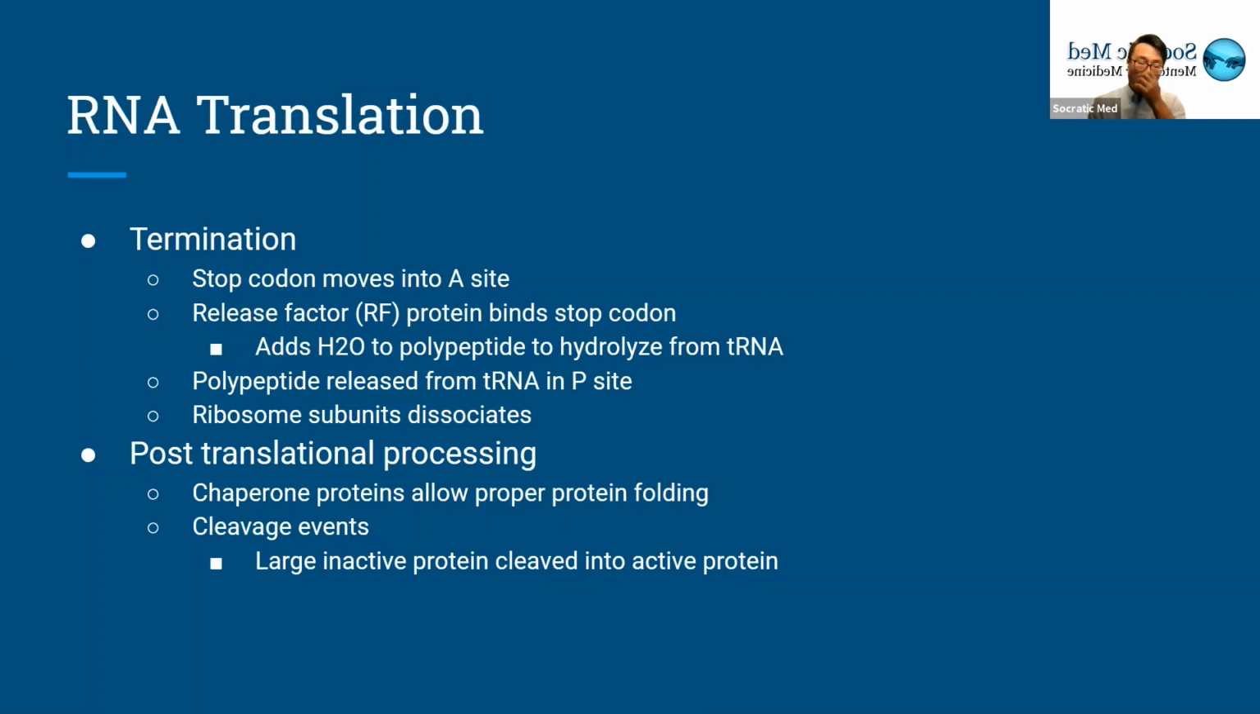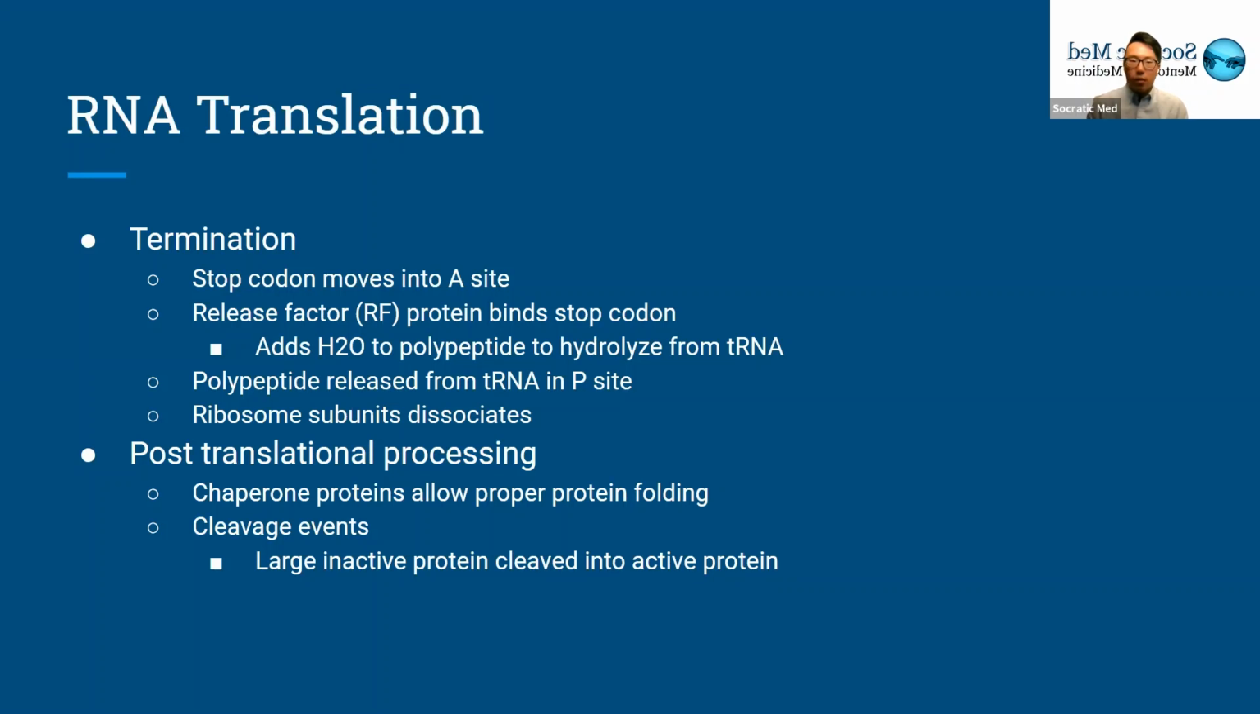But before the polypeptide chain can properly function, it has to undergo post-translational processing. Things like chaperone proteins have to bind to it in order to fold it into the proper shape. Proteins need a specific shape in order to function, and chaperone proteins help by allowing it to fold into its proper shape.